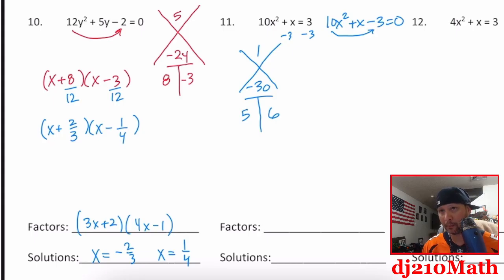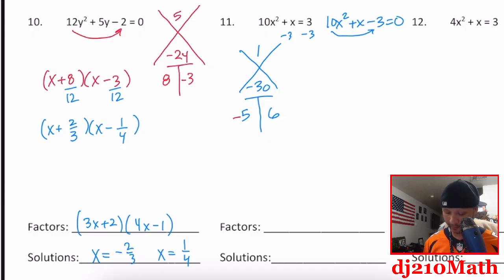So knowing your times tables really comes in clutch. 5 times 6 is 30, but we want negative 30. So is it the 5 or the 6 that's negative? The small one or the big one? Well, look at the 1. The 1's positive. That means the big one has to be positive. Therefore, the small number will get the negative.